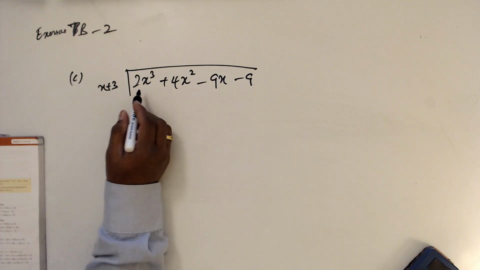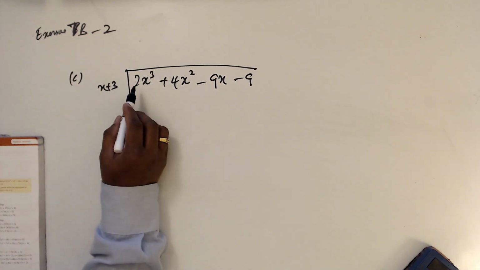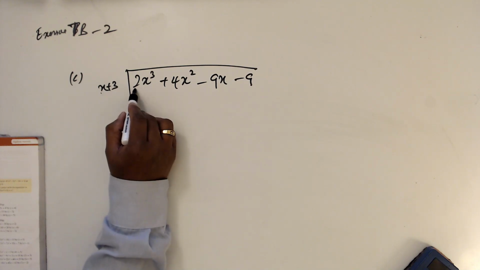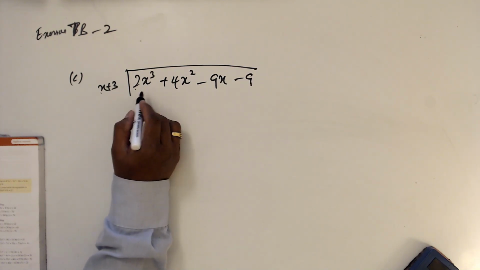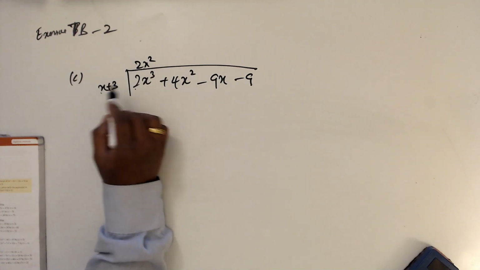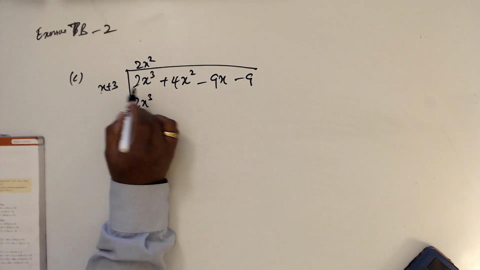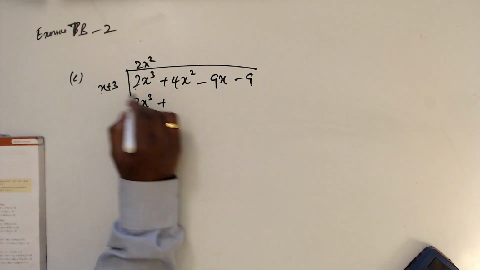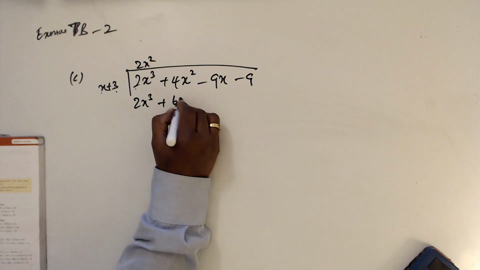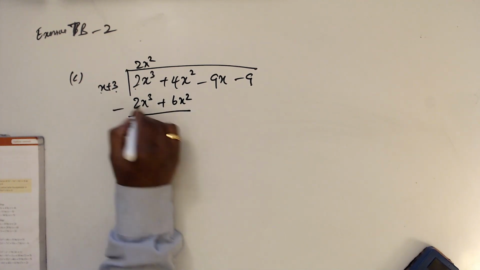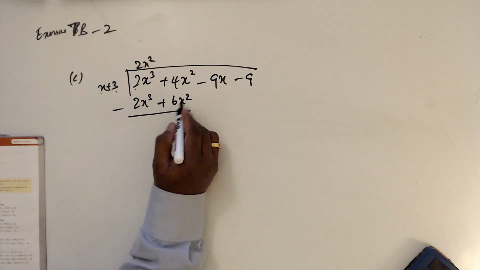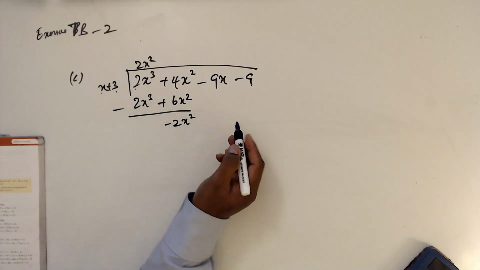So part C. How many x goes to 2x cube? 2x square. Then 2x square times x, 2x cube. Then this is going to be plus 2x square times 3, 6x square. Minus it, 2 minus 2, 0. 4 minus 6 minus 2, x square.